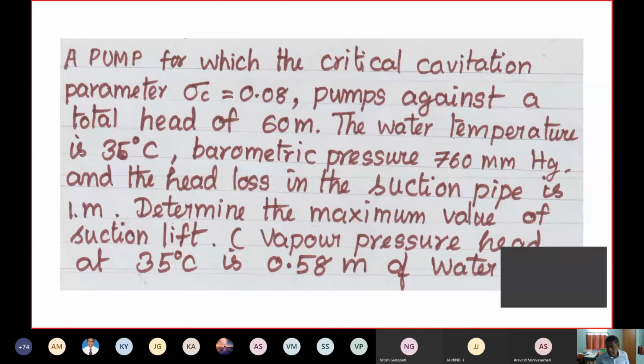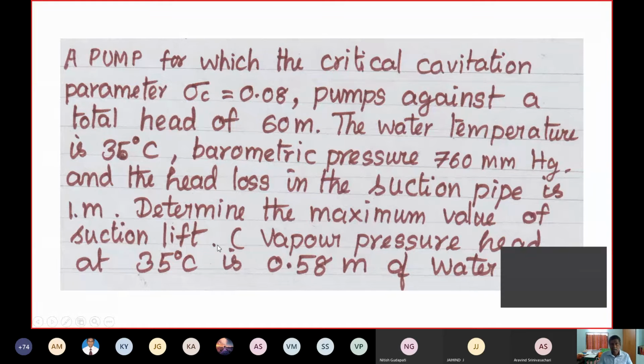Okay. Now based on this, we'll see a simple problem. A pump for which the critical cavitation parameter sigma c is 0.08 pumps against a total head of 60 meters. The water temperature is 35 degrees centigrade. The barometric pressure is 760 millimeters of mercury and the head loss in the suction pipe is 1 meter. Determine the maximum value of suction lift given vapor pressure head at 35 degrees centigrade is 0.58 meters of water column.